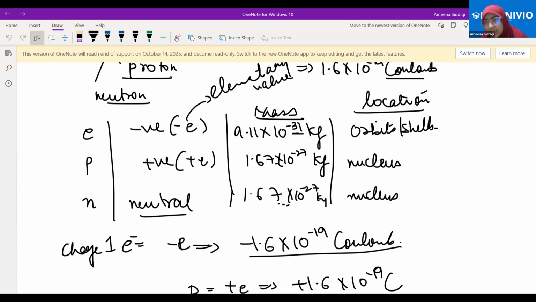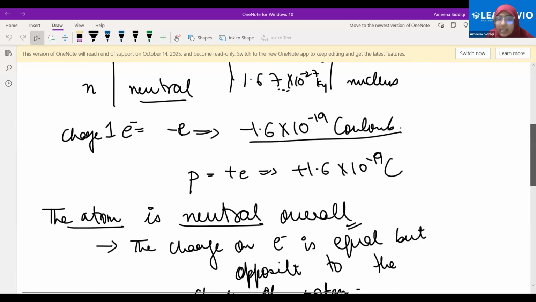Where are these subatomic particles present within the atom? The proton and the neutron are together present inside the nucleus of the atom, whereas the electrons are present on the orbits or the shells of the atom. We will learn where the nucleus and the orbits are situated, but as of now, just know that the protons and the neutrons are present inside the nucleus, whereas the electrons are present on the shells or the orbits. Clear? Fine.